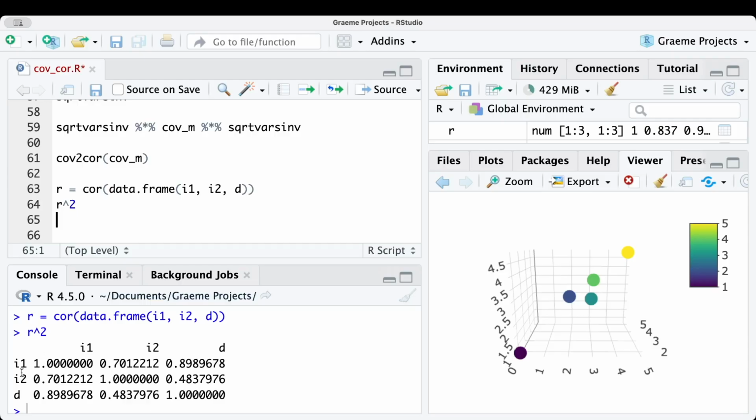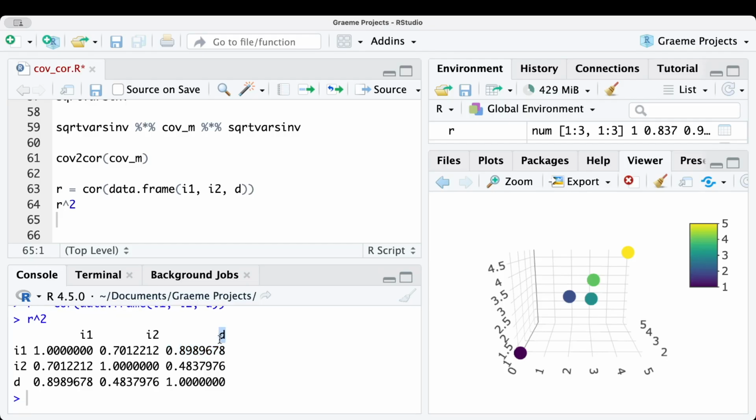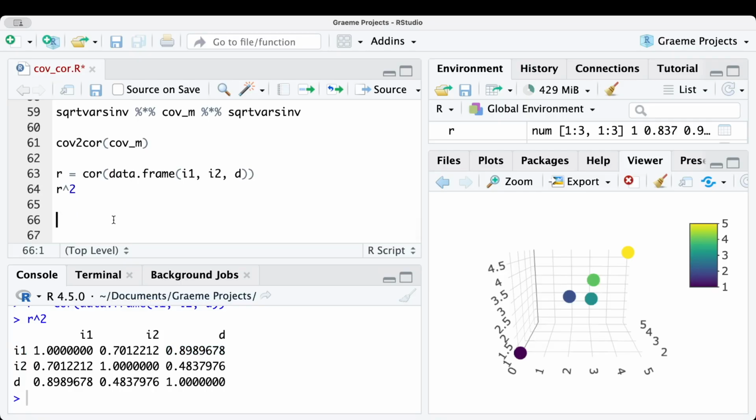So the R squared for I1 and D is 0.89. This R squared tells us the proportion of the variance of our dependent variable D that is explained by our independent variable I1. So 0.89 out of 1 of the variance in D is explained by I1. That's pretty handy. That's certainly a more useful measure of the correlation between two variables than anything else that we've seen so far. But you can do a t-test on the R squared or on the R itself.